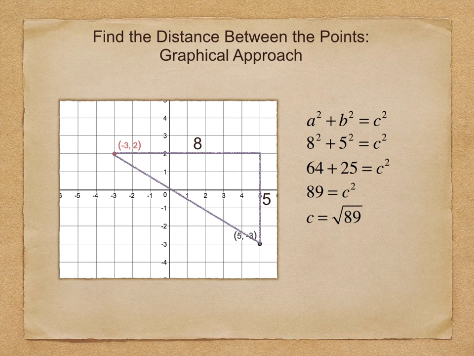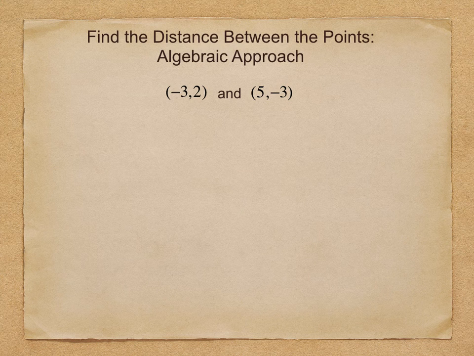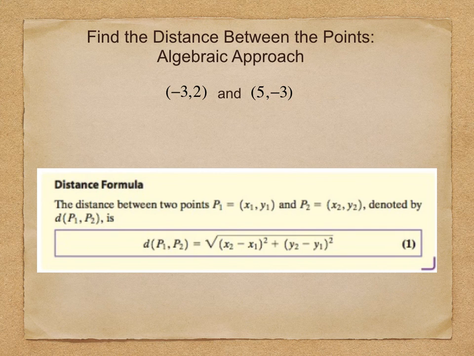So if you have access to graph paper, this is a handy way of figuring out the distance between points. Now let's say that you don't have access to graph paper, and that you'd rather use an algebraic approach for finding the distance between points. The formula that your ebook gives is here for your reference.